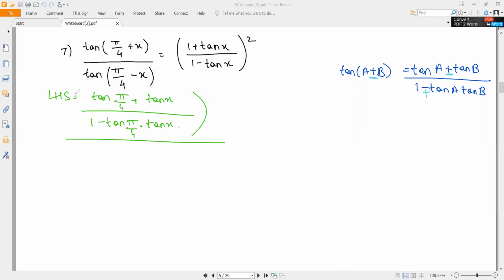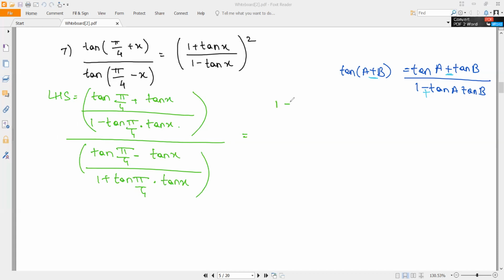This is your numerator. This is the application of the formula on the numerator, tan of pi by 4 plus x. Pi by 4 is A and x is B. Similarly, applying the formula in the denominator, you have tan pi by 4 minus tan x whole upon 1 plus tan pi by 4 into tan x. So this will be equal to 1 plus tan x upon 1 minus tan x, since tan pi by 4 is 1, whole upon 1 minus tan x upon 1 plus tan x.